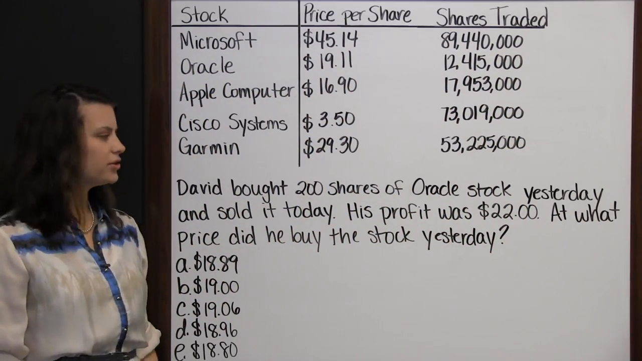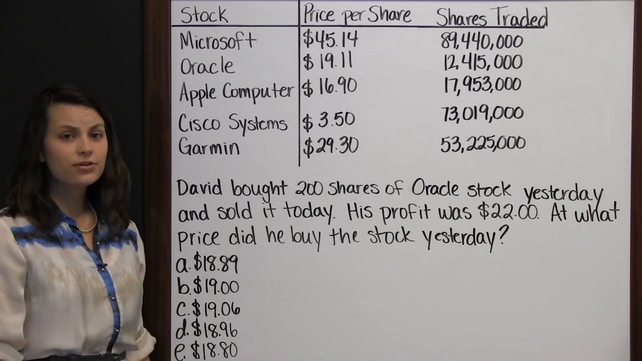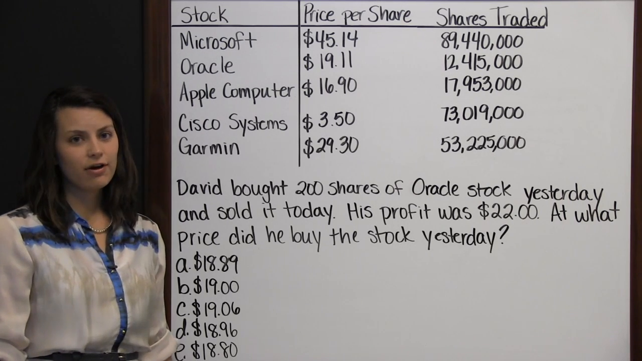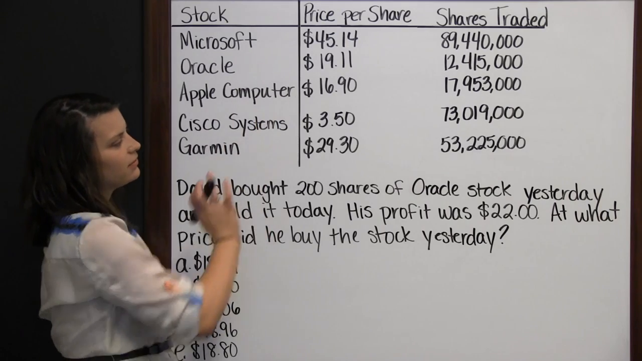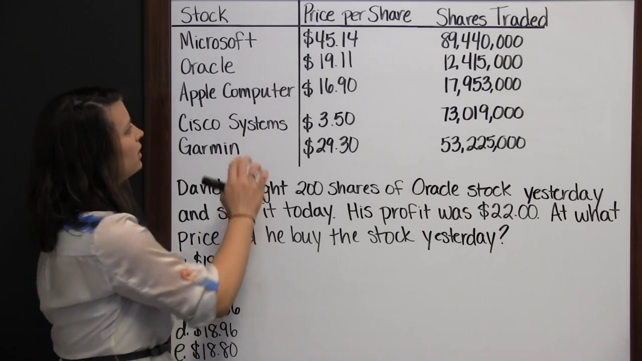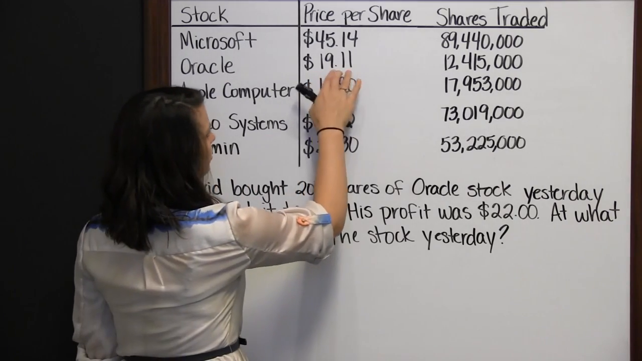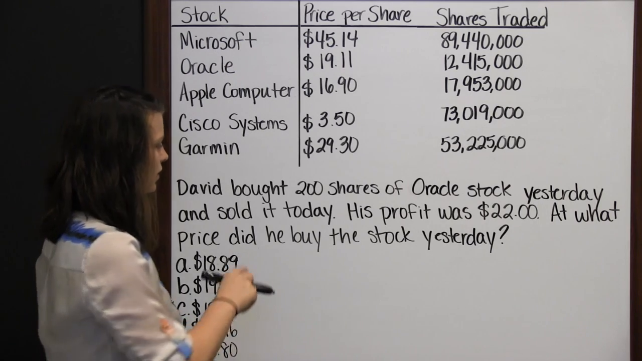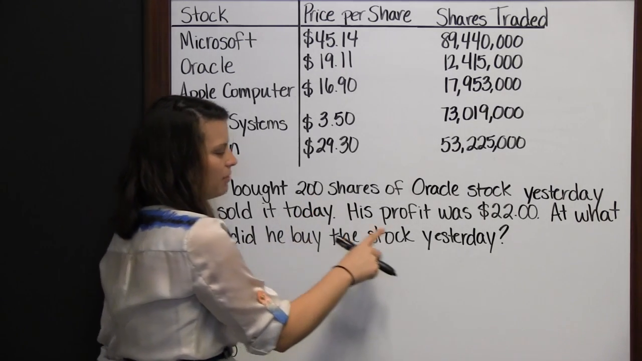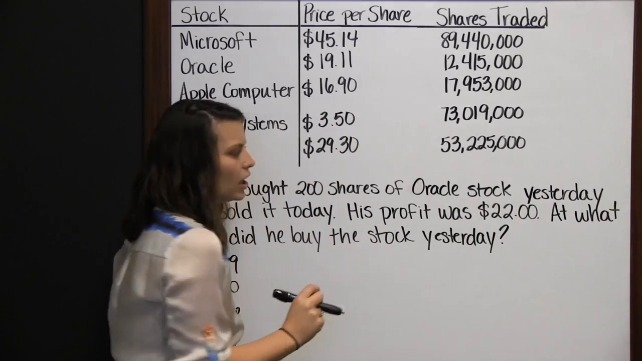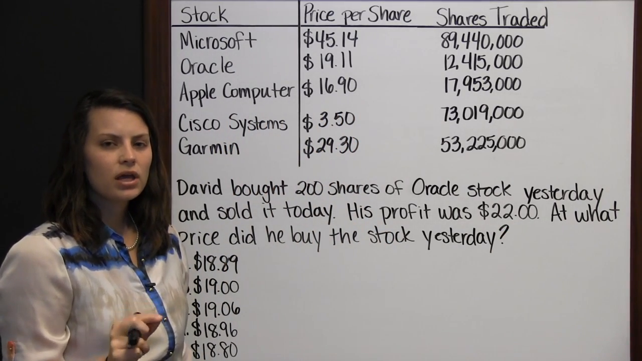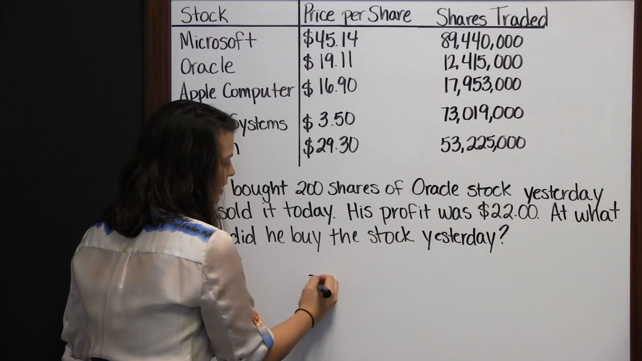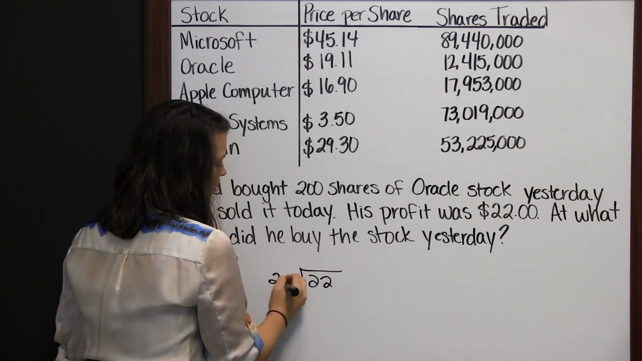David bought 200 shares of Oracle stock yesterday and sold it today. His profit was $22. At what price did he buy the stock yesterday? We have this table of information to use. So we're only focusing on Oracle stock, which presently is being sold for $19.11 per share. It tells us that he bought 200 shares and made a profit of $22. So the first thing we want to do is find out his profit per share, which means we need to divide his profit by his number of shares.